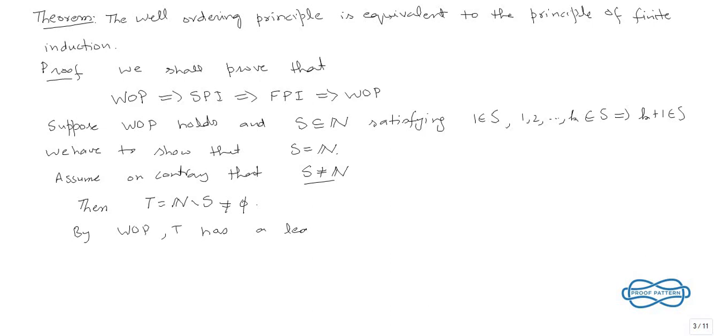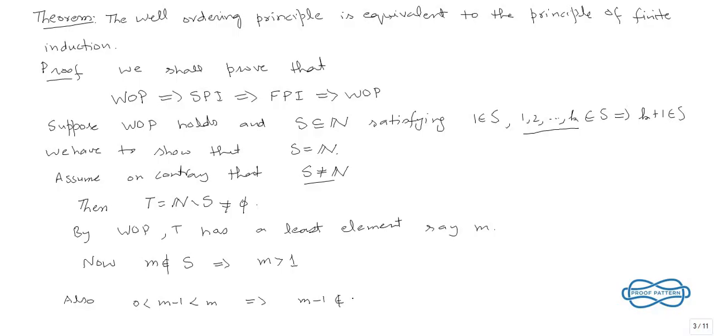a least or smallest element, say M. Now because M belongs to T and T is the complement of S in the set of natural numbers, M does not belong to S. This means M must be greater than 1, because we have seen that 1 to K are in S. Also M minus 1 is less than M. This means M minus 1 does not belong to T, because M was the least element of T. So M minus 1 does not belong to T, and anything which does not belong to T belongs to S. So M minus 1 belongs to S.